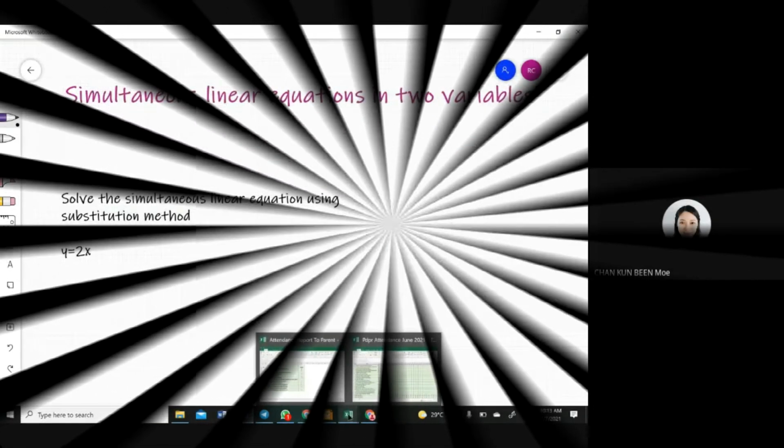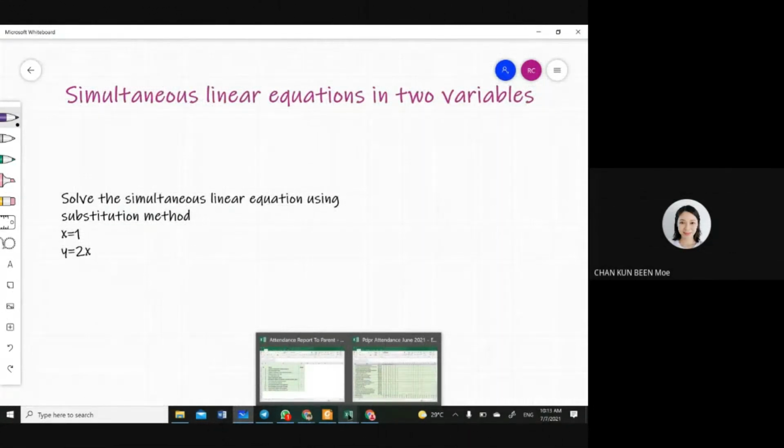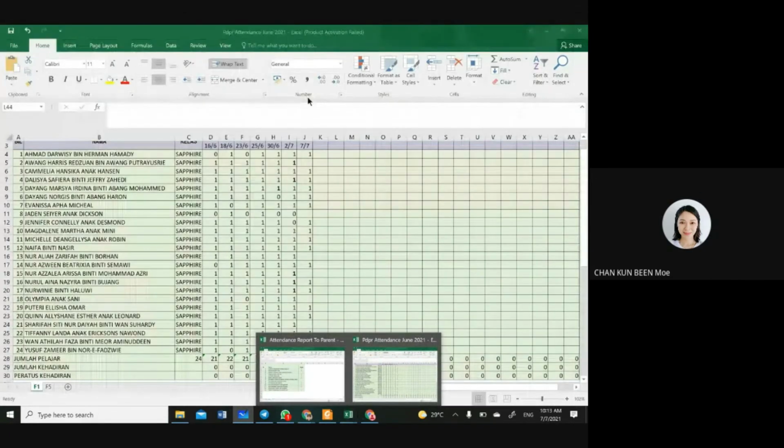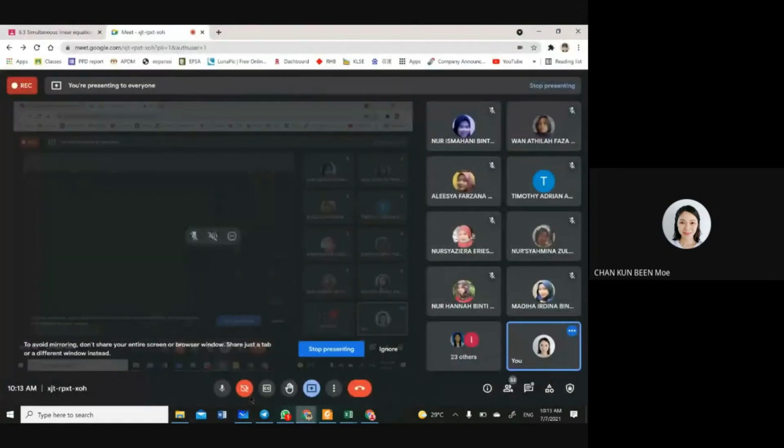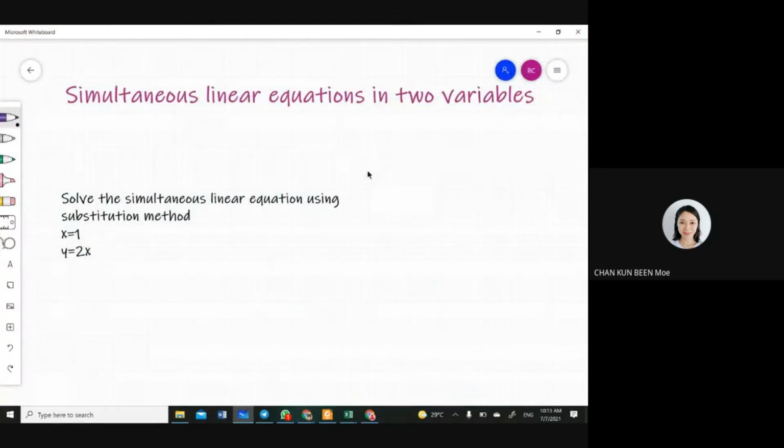Okay, simultaneous linear equation in two variables. What is the purpose of us solving the simultaneous linear equation in two variables? The purpose is to find the value of the two variables.